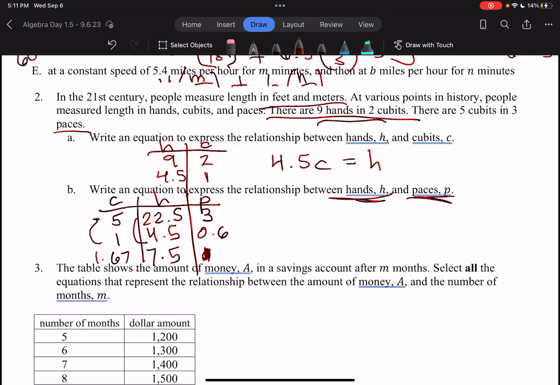And we're looking for the relationship of hands and paces. So 7.5 times the number of paces will give us the number of hands, because there's 7.5 hands in each pace. So if I have 2 paces, then I will have 14 hands, right? So there's more paces per hand than cubits per hand. Or sorry, hands per pace than hands per cubit.